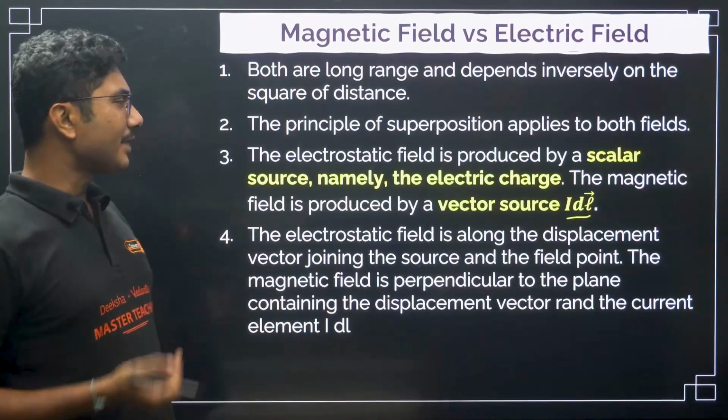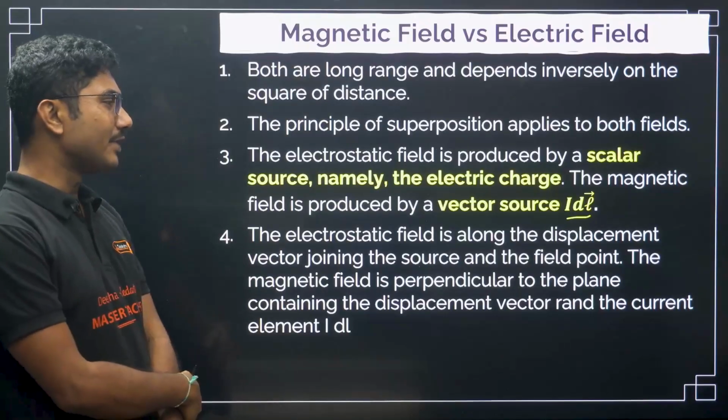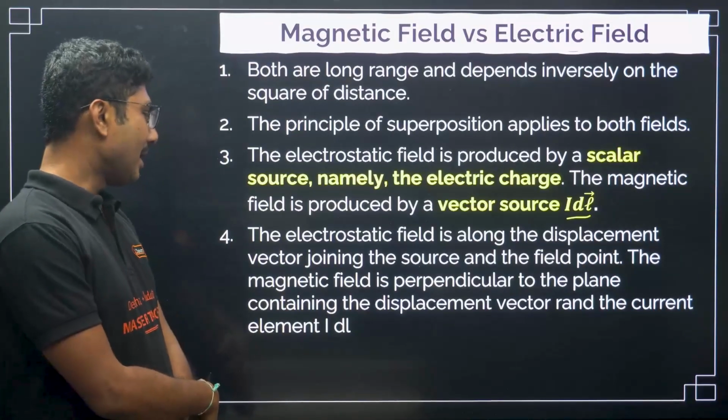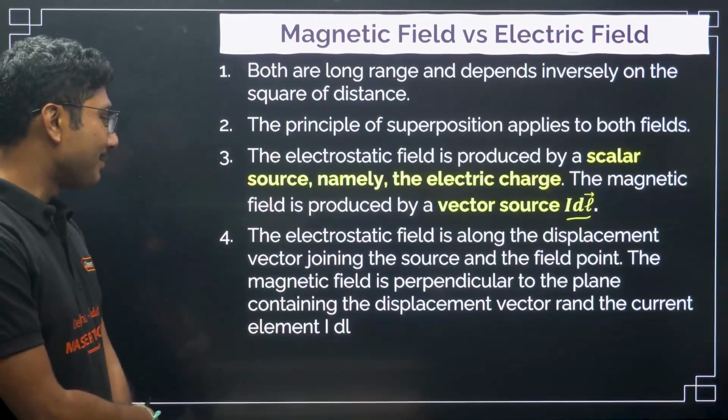The electrostatic field is along the displacement vector joining the source and the field point. The magnetic field is perpendicular to the plane containing the displacement vector and the current element.